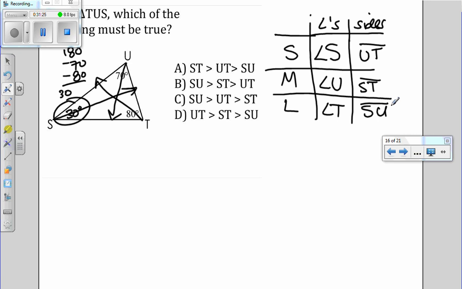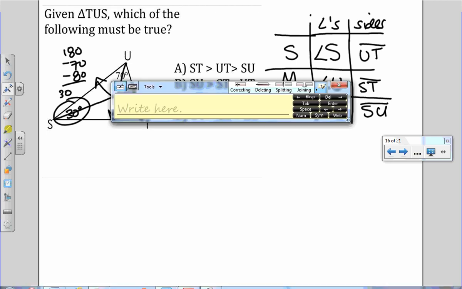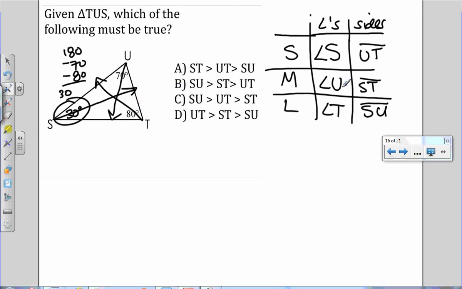So now we're just trying to figure out which of the following must be true. Well, this is saying ST is longer than UT. That's true. But is UT larger than SU? No, SU is the largest, right? SU is the biggest. This doesn't make any sense. SU bigger than ST, bigger than UT. Yeah, that makes sense.